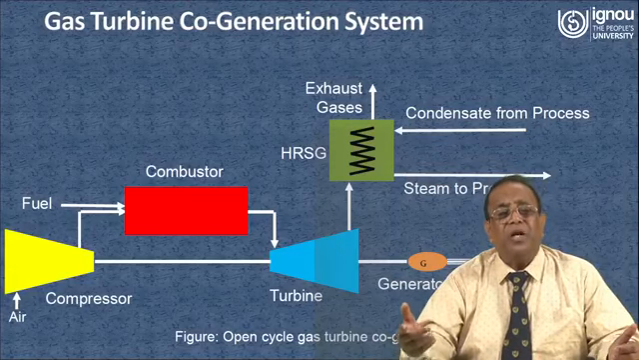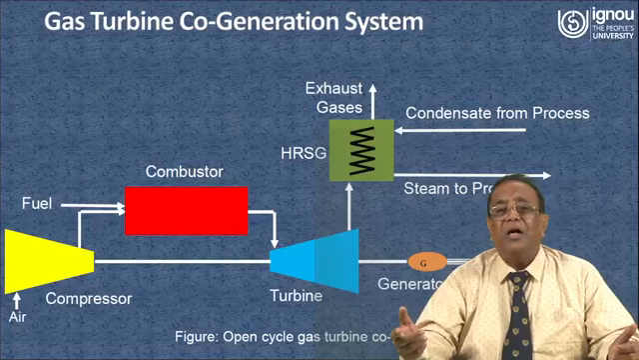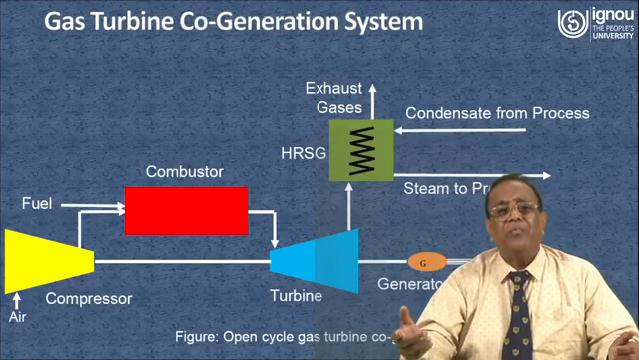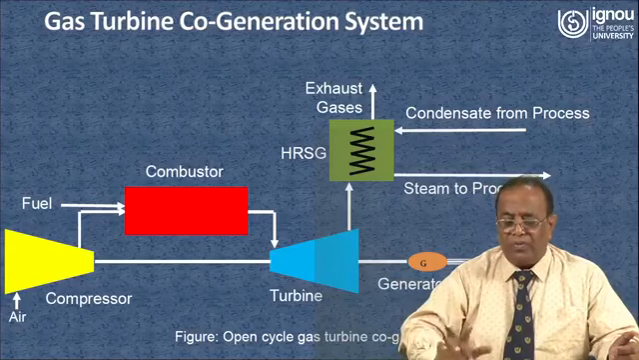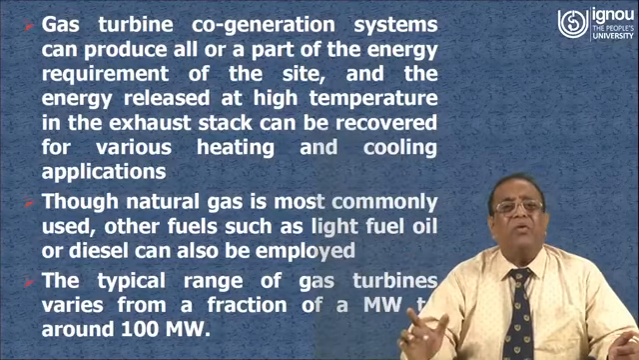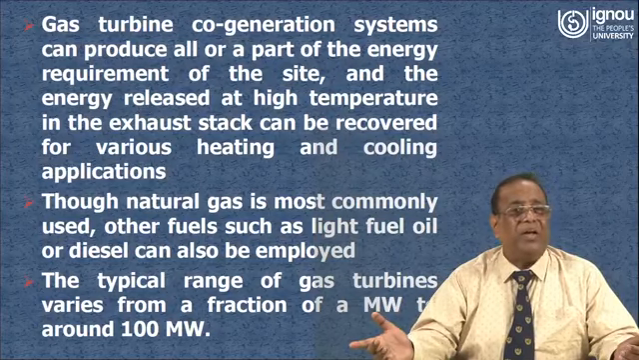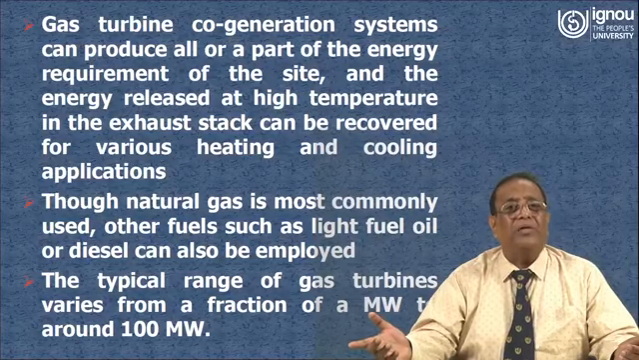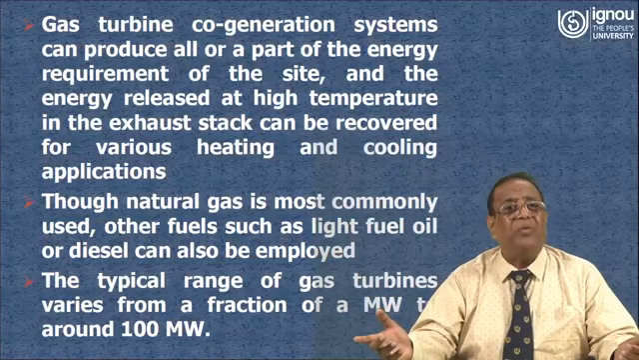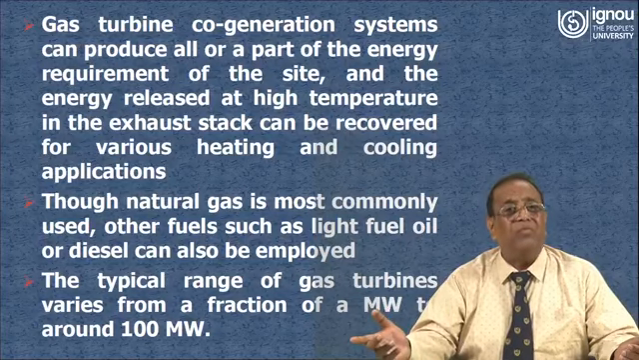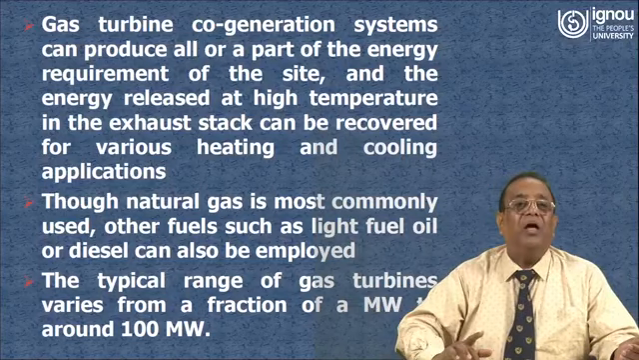The flue gas which is coming out from the turbine, its heat is again recovered in the heat recovery system, and that heat we can use for the process heater. A gas turbine cogeneration system can produce all or a part of the energy requirement of the site, and the energy released at high temperature in the exhaust stack can be recovered for various heating and cooling applications. Though natural gas is most commonly used, other fuels such as light fuel oil or diesel can also be employed.